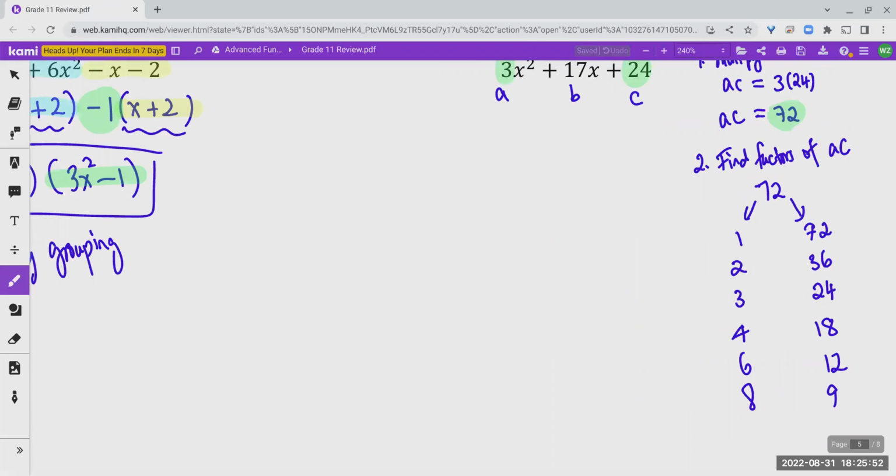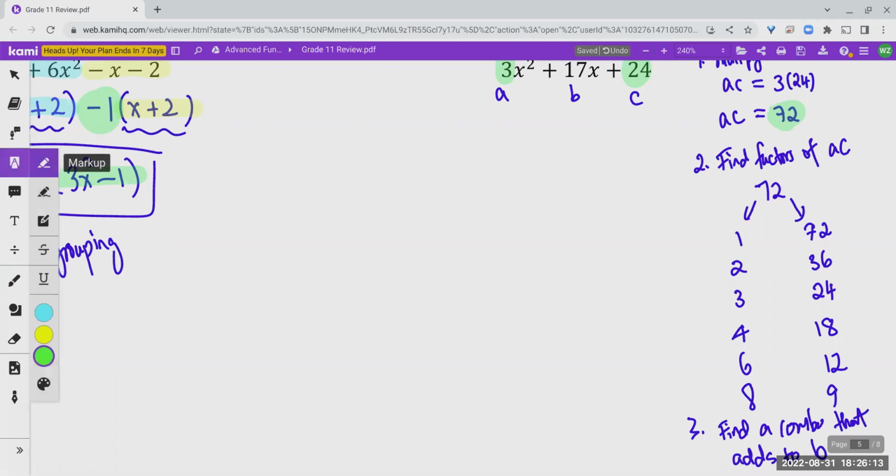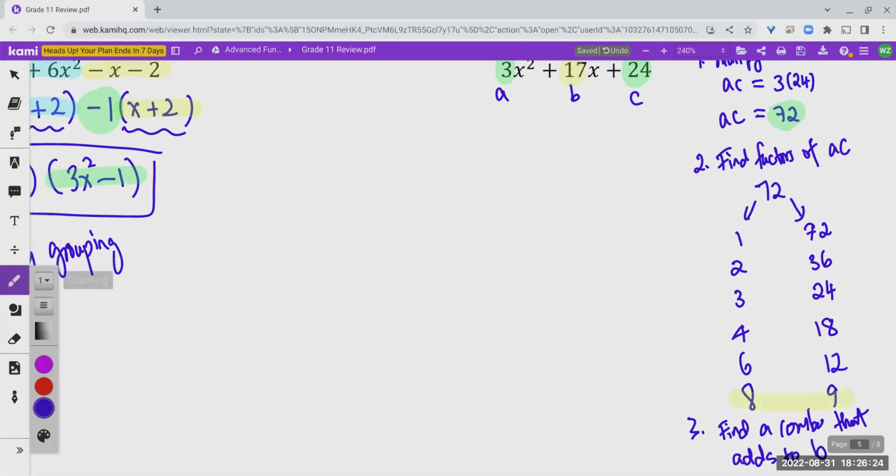Great. Step 3, find a combo that adds to the middle term B. All right, I'm going to use my highlighter here. I'm going to highlight B, which is 17. Which combination gives me 17 when added? Obviously 8 and 9. Okay, congratulations. This must be that one. Okay, what do we do next?